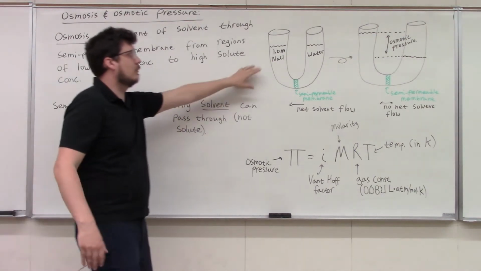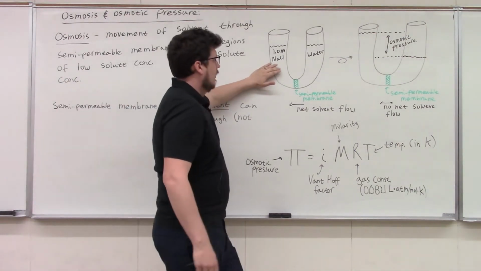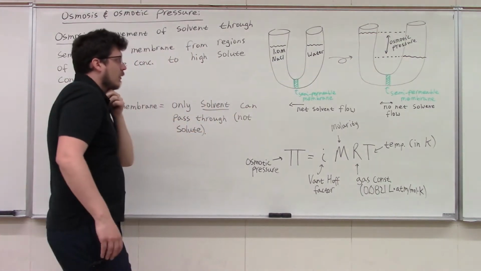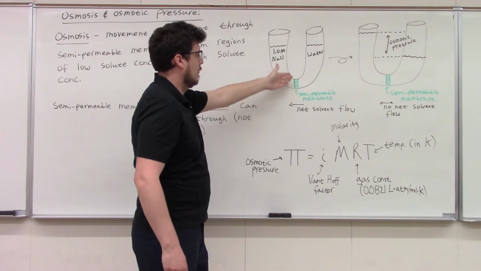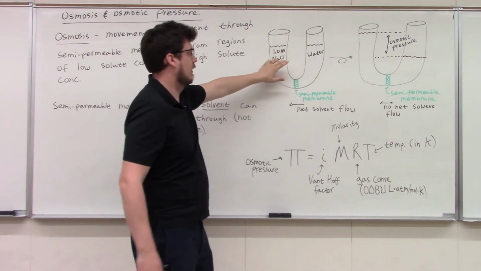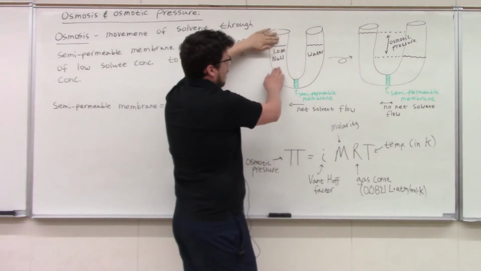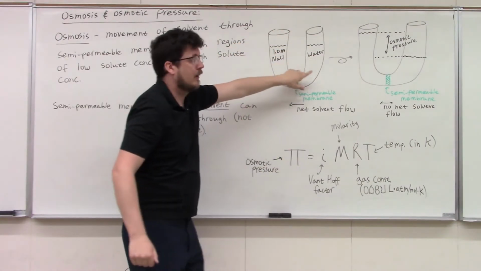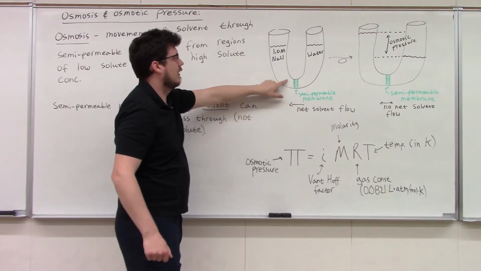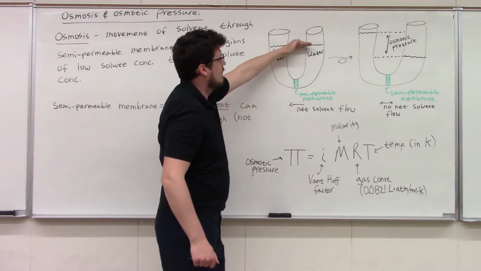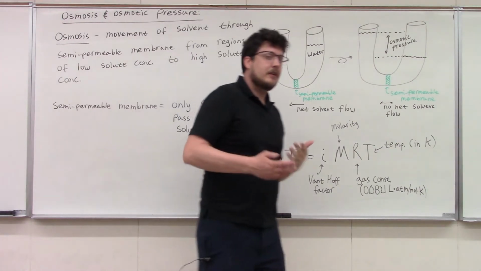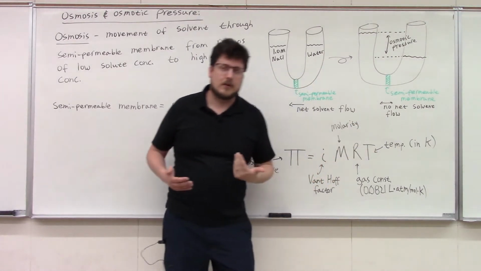So if I have a saltwater solution on the left, say it's 1 molar, and I have a water solution on the right, and a semi-permeable membrane in the middle, water can move back and forth, but NaCl stays locked on the left. So this side is concentrated, this side is not. So water is going to move. I'm going to get what's called a net solvent flow from the right-hand side to the left-hand side. And as that happens, this water level is going to drop, and this one's going to move up. And eventually, I'm going to get to the point where there's no net solvent flow.